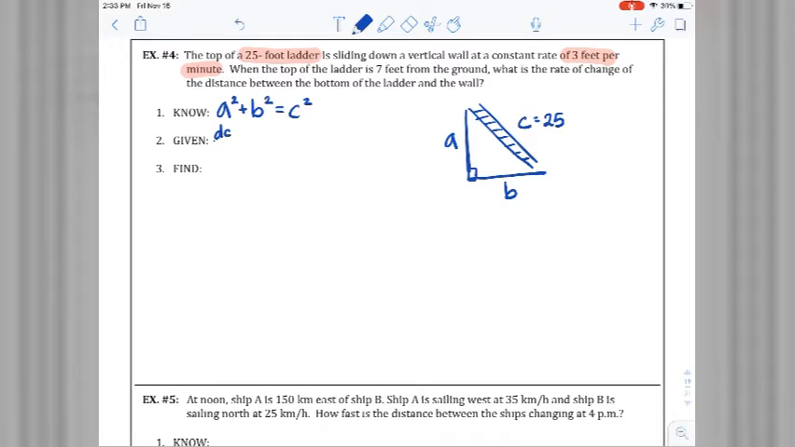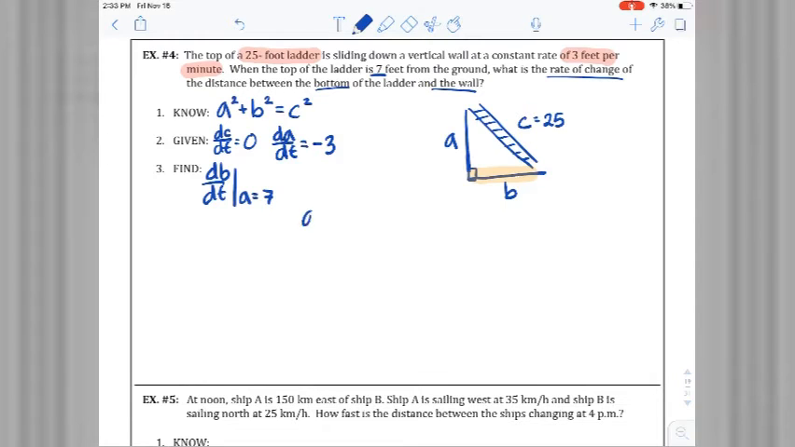So I'll write that as part of our givens. Our dC/dt is 0 because it's just a ladder; the ladder's not going to change. When the top of the ladder is 7 feet from the ground, what is the rate of change of the distance between the bottom and the wall? For us, that's our B. So we're looking for how this distance is changing. We're going to find dB/dt when the top of the ladder is 7 feet from the ground, so when our A is 7. We also haven't used the constant rate of 3 feet per minute. It's sliding down, so that's our dA/dt that's changing, and it's decreasing. So it's -3.